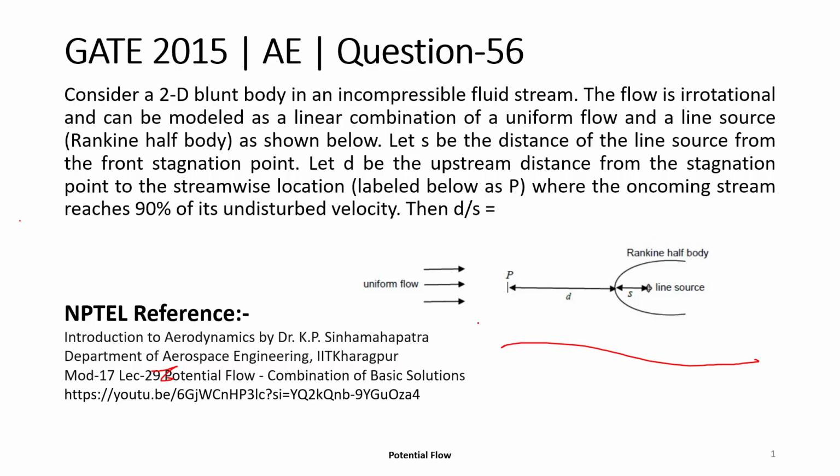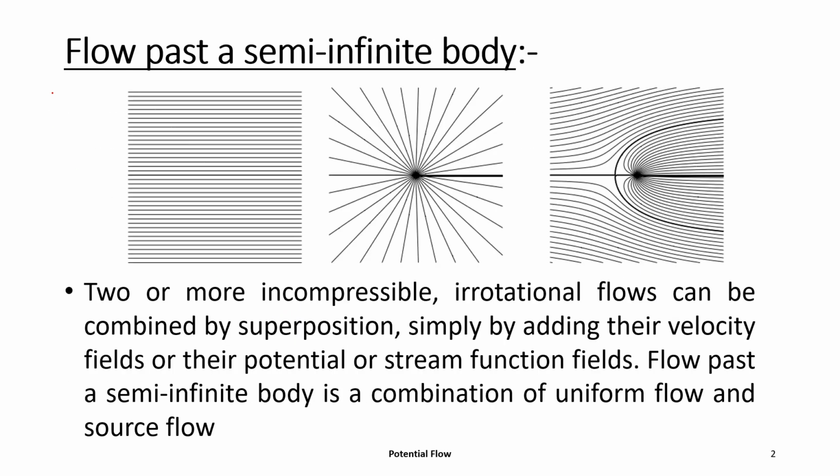So this problem is related to potential flow. To know more about potential flow, you can refer to this NPTEL video. So first we will see what is this Rankine half body. A Rankine half body is a semi-infinite body, and for flow past the semi-infinite body we can model it as the combination of one line source and one uniform flow.